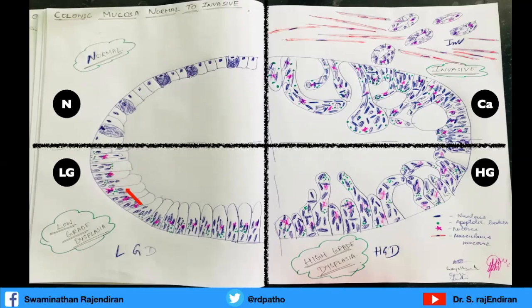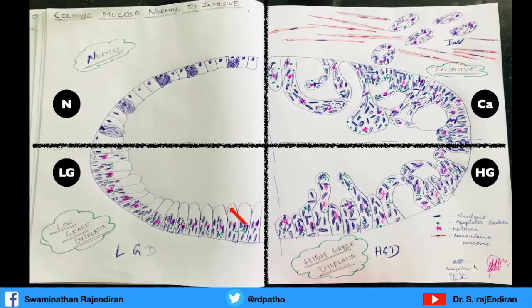Whereas here the goblet cells have disappeared, and these blue nuclei started stratifying. Okay, and these pink stars are the mitosis, and these blue dots are the apoptotic bodies. So you can see the blue dots, you can see the mitosis. So you see stratification, loss of mucin, mitosis, and apoptosis. So this is dysplasia. Now the question is high grade or low grade. Here the dysplastic epithelial cells, the stratified nuclei, are reaching only up to the middle 1/3.